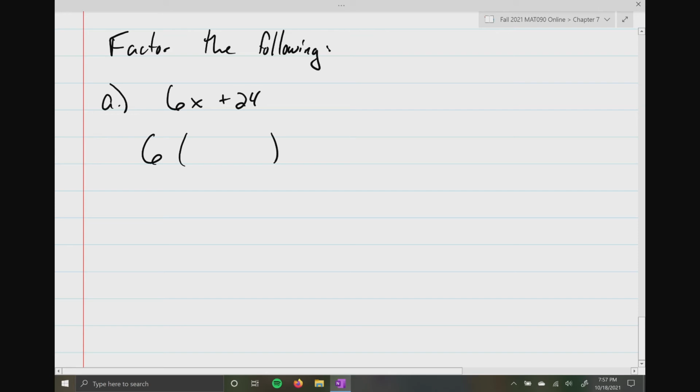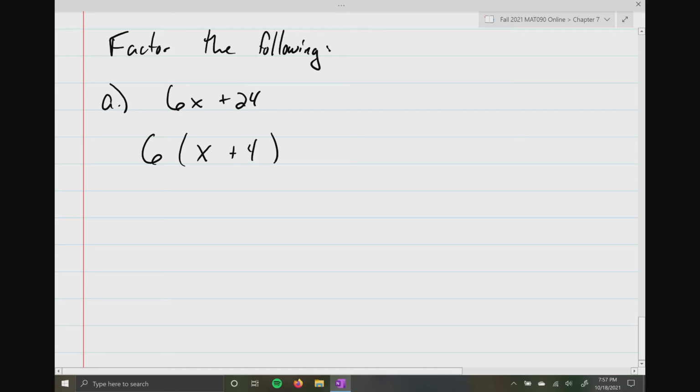When I look at the variables, the first term has an x, which is great, but the second term does not have an x. Therefore, I cannot factor an x out. Remember, both terms have to have a common factor. So, since the only GCF here is going to be 6, then what's left over on the inside is going to be x plus 4.